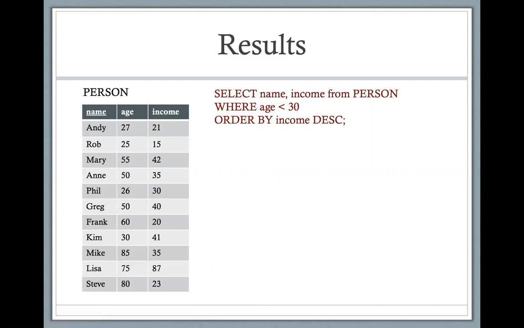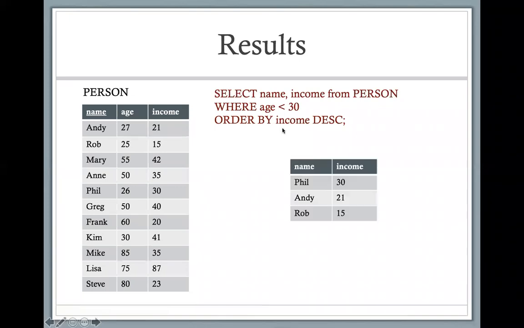Yeah, right. So age is less than 30. So Andy, Rob, and Phil are the ones who have age less than 30 in the whole database. Now I'm sorting them based on income descendingly. So I want the one with the highest income on top, followed by the ones that have lower income, and so on. Right? So I should get Phil on top, followed by Andy, followed by Rob. Okay, perfect. Phil, Andy, Rob. That's correct. Exactly. Right, and these are their incomes. Clear?